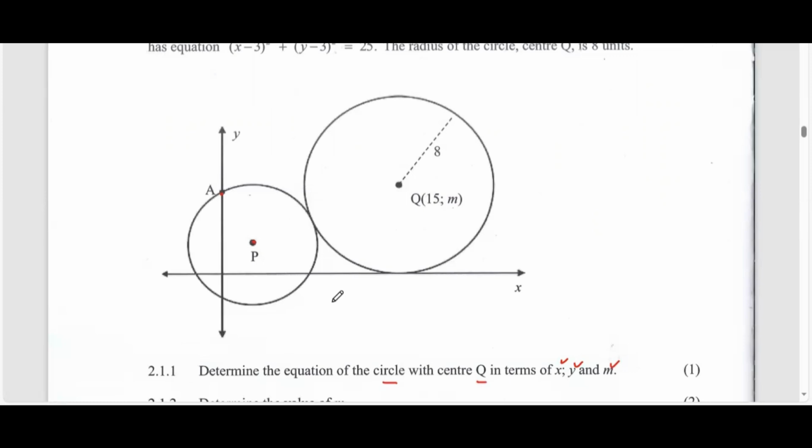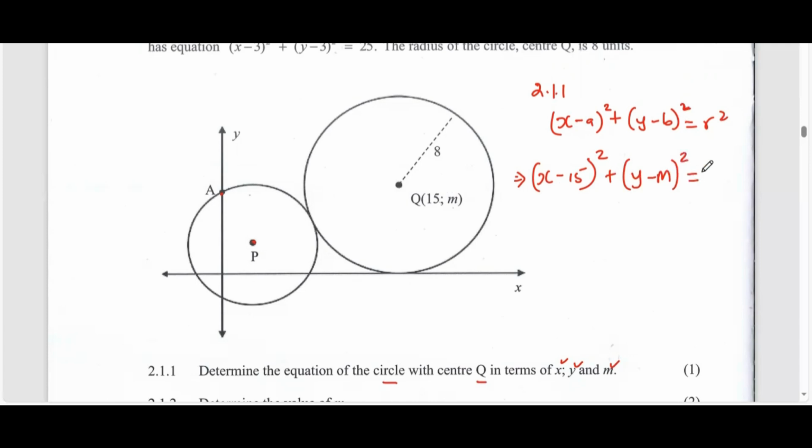1 mark. So guys, we know that the general equation of a circle is x minus a squared, and then y minus b squared is equal to r squared. Remember, the minus can be a plus, depending on the coordinates. Since the 15 is positive, I'll change the sign. I'll say x minus 15 squared plus y minus m squared is equal to what is our radius? Our radius is 8 units, so 8 squared is 64. So that is 2.1.1.